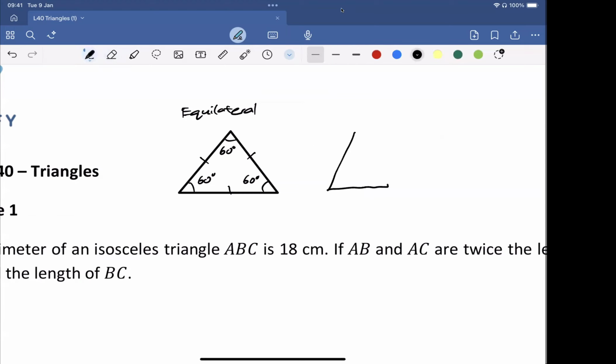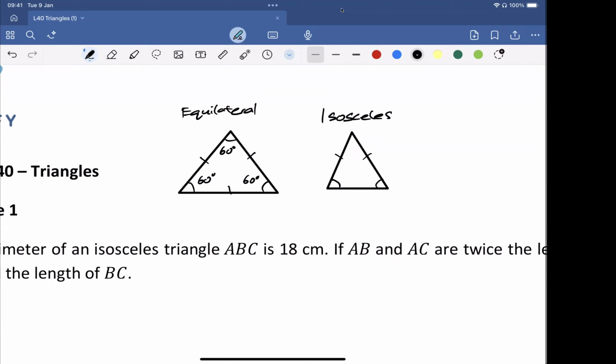The next one we need to know is isosceles. Isosceles. Now, two sides are the same. Why did I spell it wrongly? Why did they underline my word? I didn't spell it wrong. Isosceles. Okay? There you go.